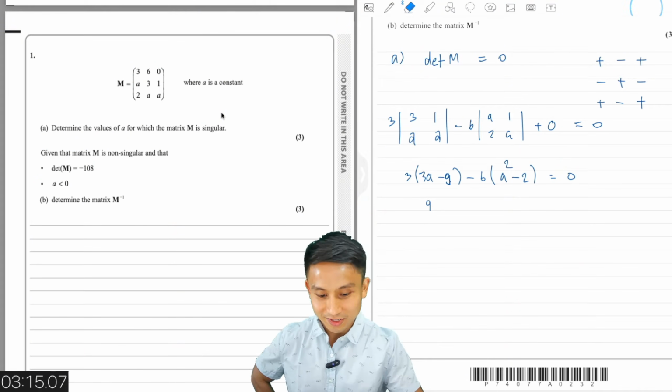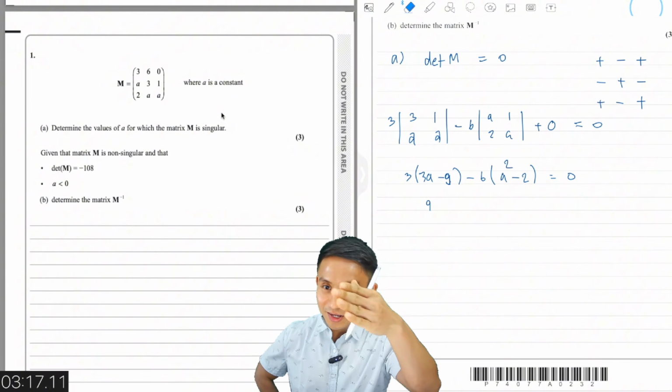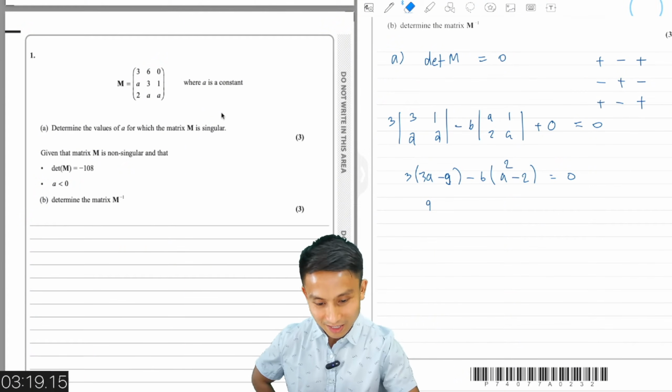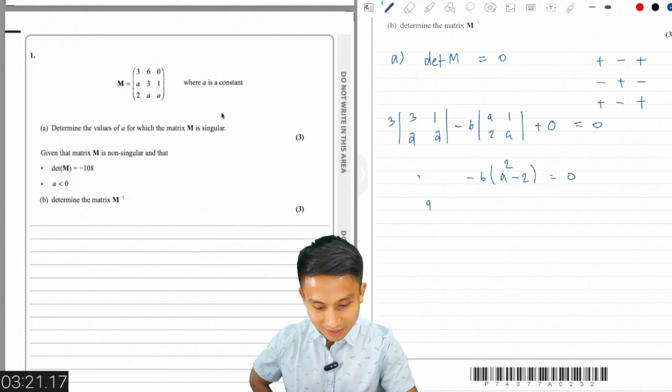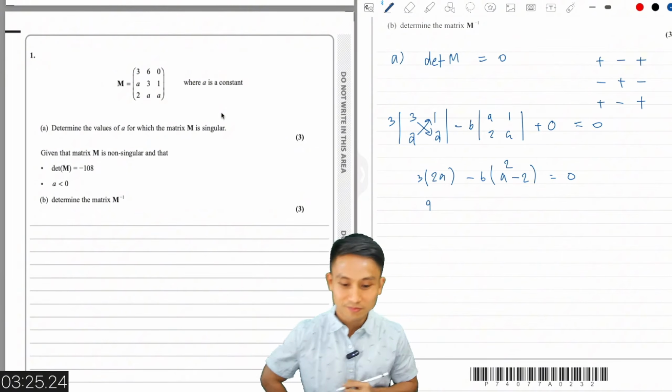Oh, hang on. 3A minus A. Yeah, okay. This is 3A minus A. It's going to be 2A then.